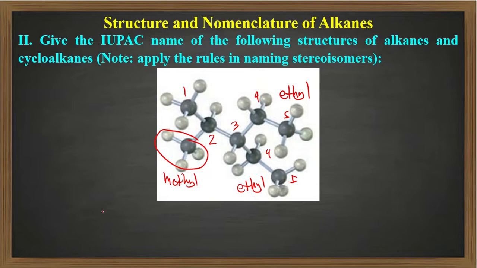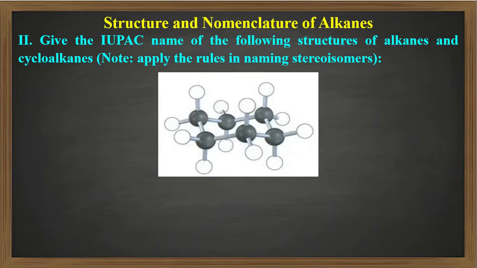So this will be 3-ethyl. And then we have a methyl in carbon number 2. So this will be 2-methyl. And then our longest chain contains 5 carbon atoms, and this will be pentane. Okay? 3-ethyl-2-methylpentane. That's the name for this structure here. Okay?